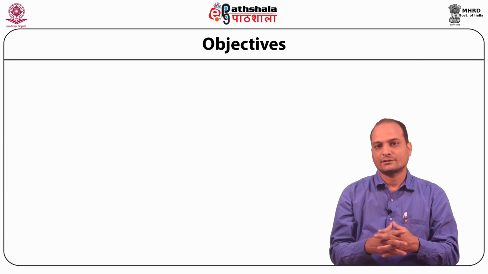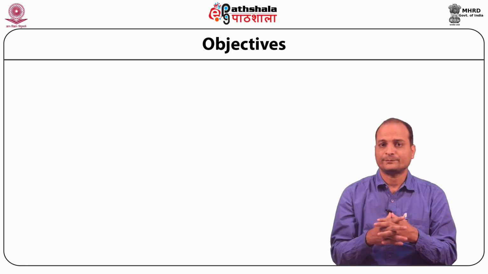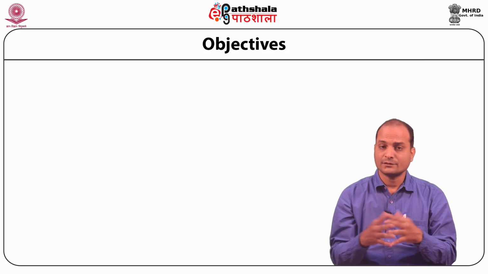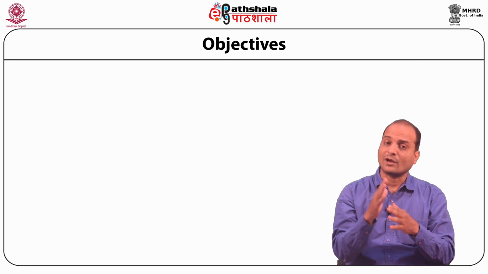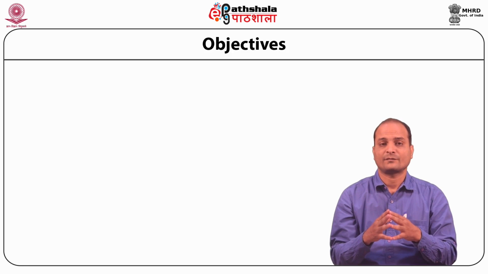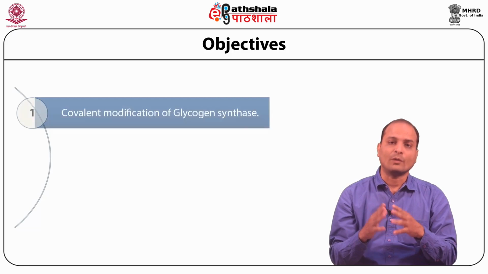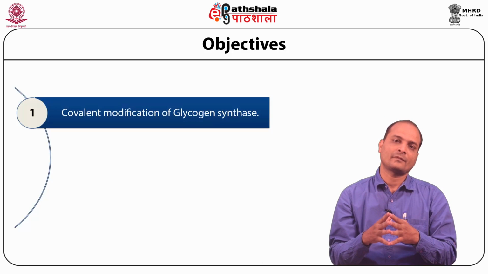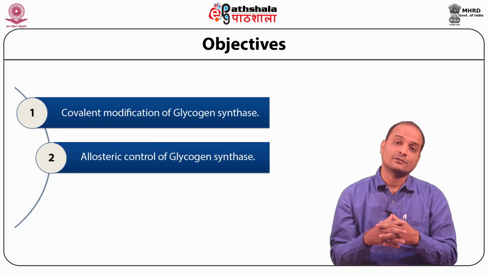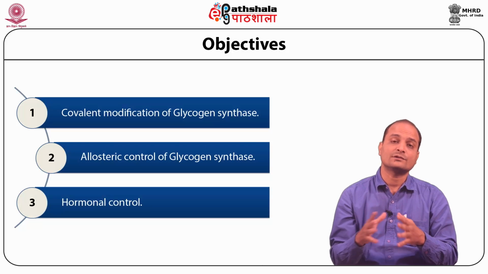Today, we are going to discuss regulation of glycogen synthesis under the paper Carbohydrate Metabolism. Let us see what we are going to learn in this module. We already learned about glycogen synthesis and glycogenolysis. Here, our target is regulation, to find out the checkpoints within glycogen synthesis. First, we will explore the covalent modification of glycogen synthase. Then we will switch to the allosteric control of glycogen synthase, and lastly we will discuss the role of hormones in the control of glycogen synthesis.